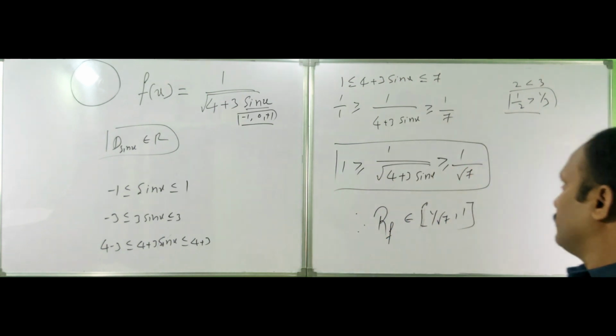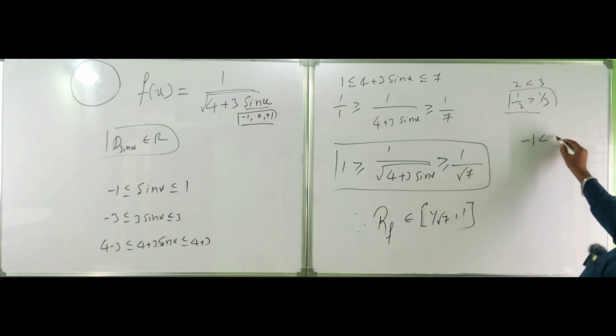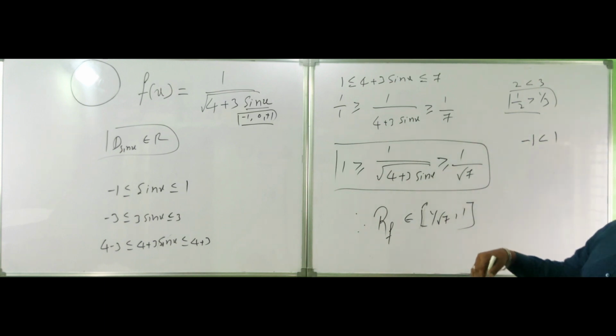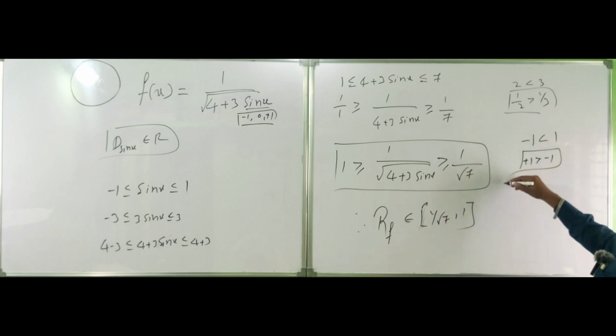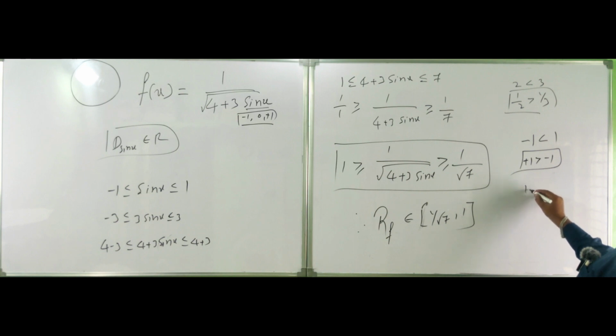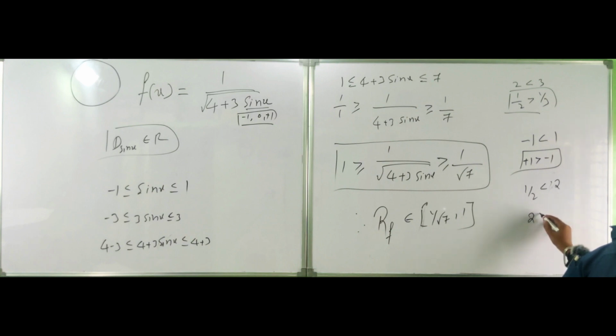Here one thing you should remember: minus 1 is less than 1. If you change the signs, plus 1 is greater than minus 1. True. Similarly, take the reverse. If 1 by 2 is less than 2, is it true? Then take the reverse: 2 is greater than 1 by 2. Reverse side.